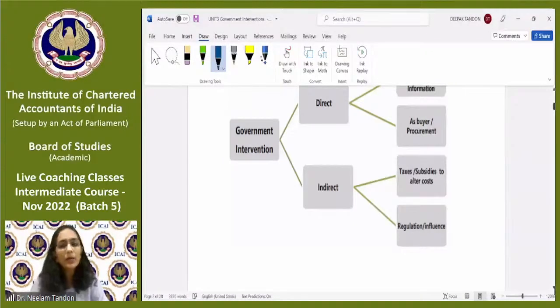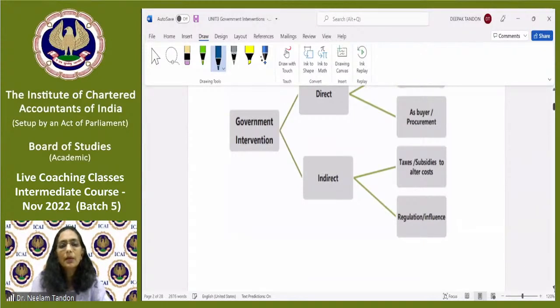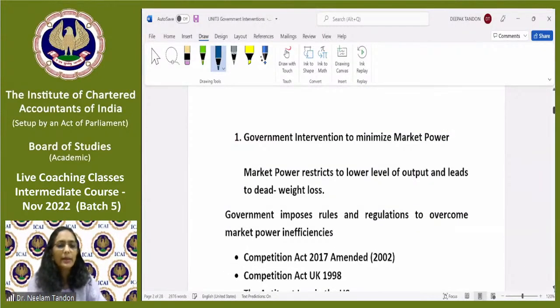If you are reading the newspaper regularly, you can connect all the concepts here. And that is about economics. The more examples you quote, the better your retention power is, and you can score better also. The examiner will also be happy to see that, wow, this child knows about the application part of it, apart from the concept. Okay, so government intervention is to minimize market power.